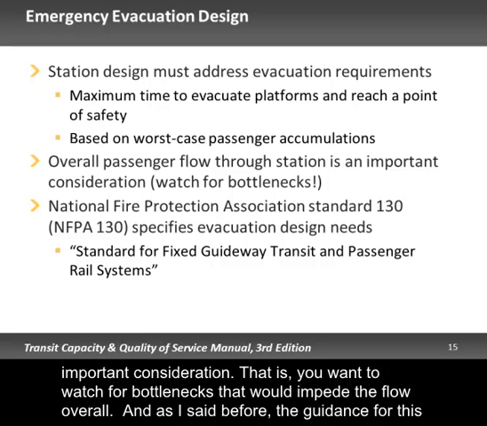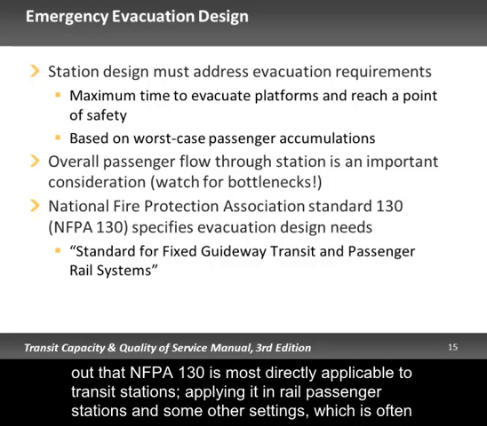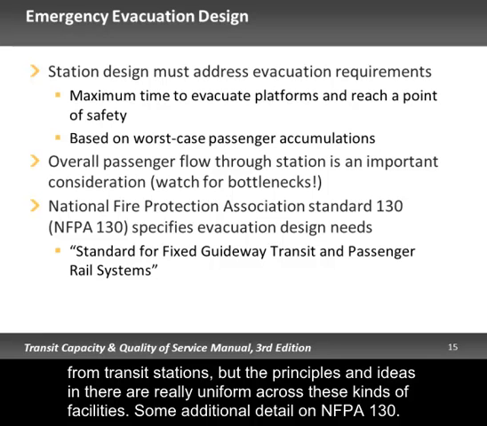And as I said before, the guidance for this is based on NFPA 130, which is referred to as the standard for fixed guideway transit and passenger rail systems. I think it's worth pointing out that NFPA 130 is most directly applicable to transit stations. Applying it in rail passenger stations and some other settings, which is often done, requires some interpretation as the patterns of movement and accumulation of passengers in those facilities can differ quite a bit from transit stations, but the principles and ideas in there are really uniform across these kinds of facilities.